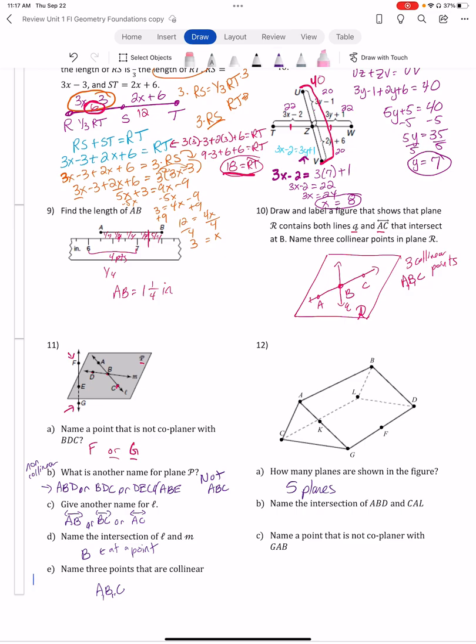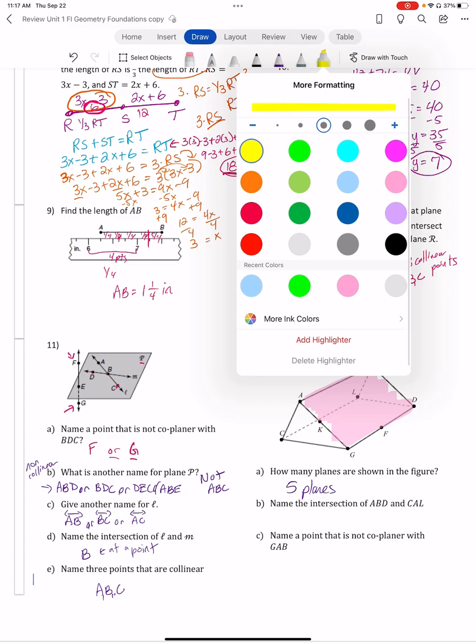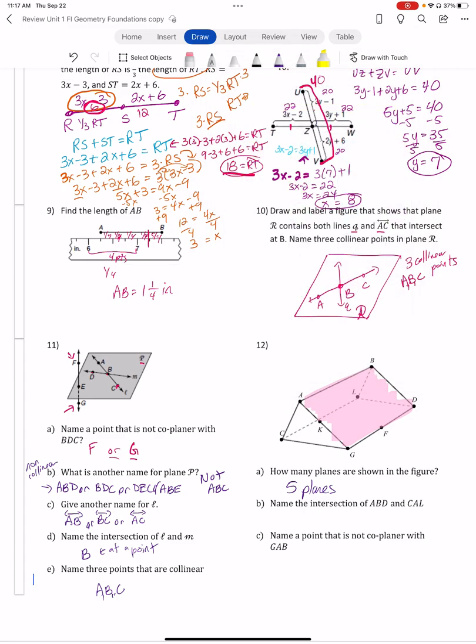Name the intersection of plane ABD. So that would be this one here. And CAL, which would be the one in the back. And if you look, you can see that they intersect right here. It's the edge that they have in common, which is AB. So you could write segment AB, or because planes are actually continual, they go on infinitely, you could do line AB. All right.